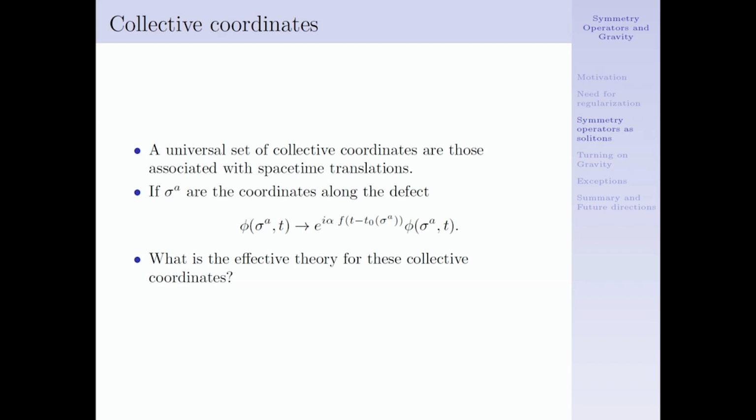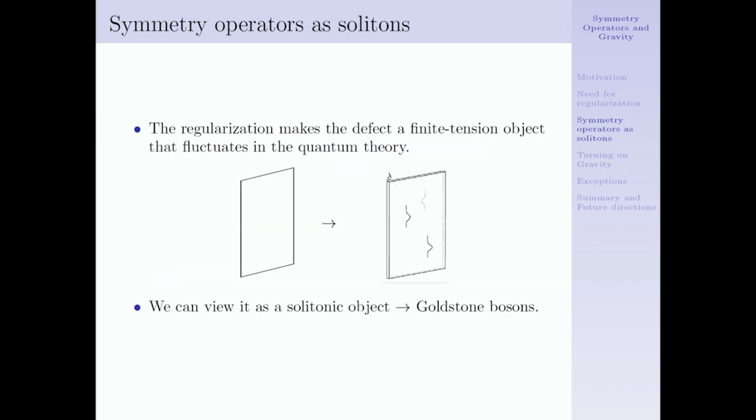Could I ask? Sorry, sure. I've always been a little bit confused about this sort of language. From my perspective, this statement that the defect becomes a finite tension object sounds like a type error to me. The defect is a source that you define the theory in the presence of. It's not an excitation. So what do you actually mean by this?